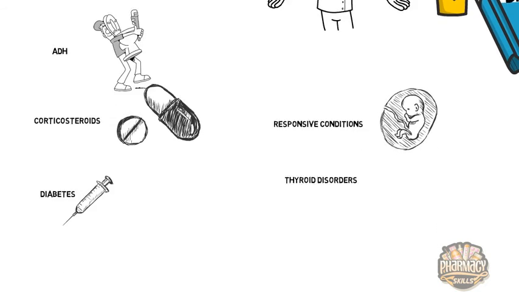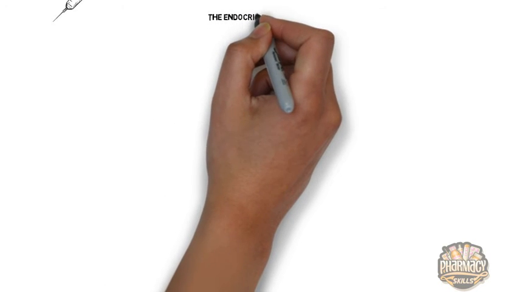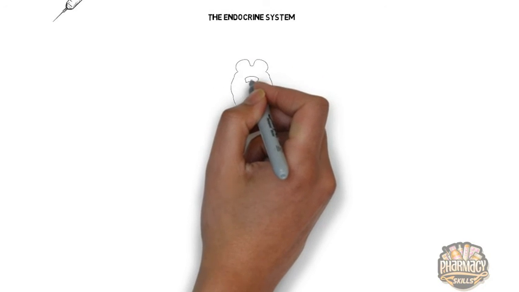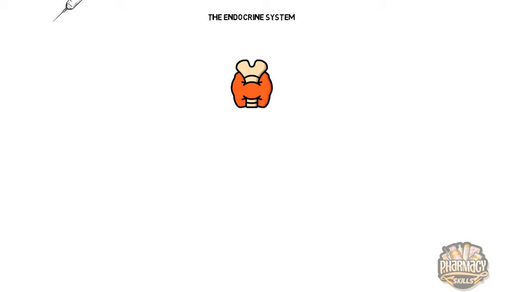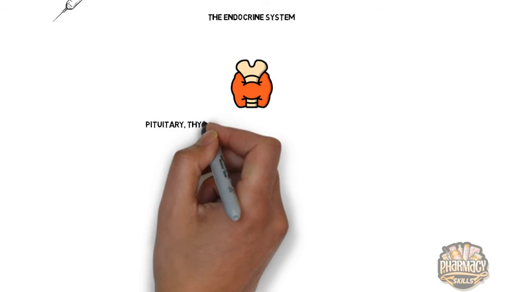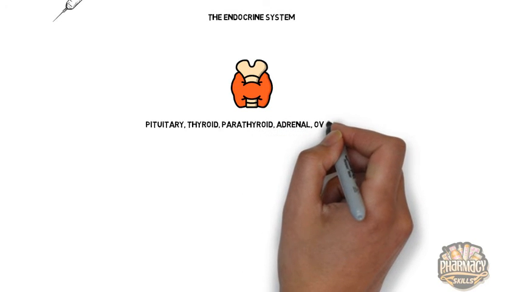So now I'll just give you a quick overview of the endocrine system. The endocrine system is a collection of glands that produce hormones that regulate metabolism, growth and development, tissue function, sexual function, reproduction, sleep and mood, and many other things. The endocrine system is made up of your pituitary gland, thyroid gland, parathyroid glands, adrenal glands, pancreas, ovaries if you're a female of course, and testes in males.